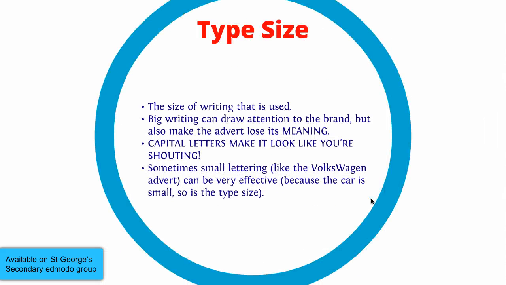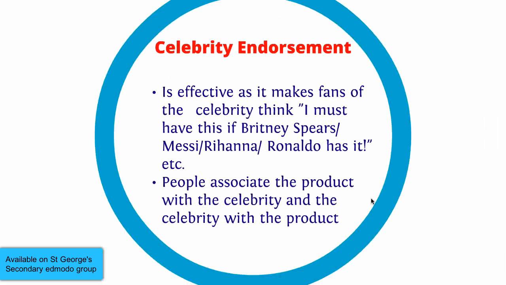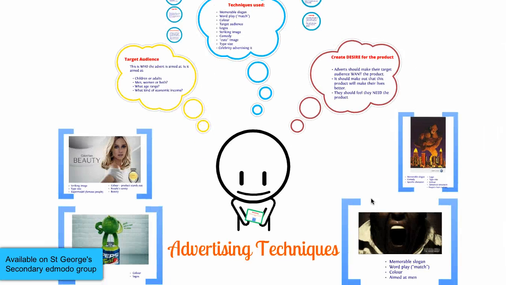Again, type size, the size of the writing that can be used. Big writing can draw attention to the brand, but it can also make it lose its meaning. Capital letters make it look like it's shouting, and sometimes, like the Volkswagen advert, small writing can almost make the reader search for the writing, and that can be quite effective as well. And celebrity endorsement: you could even get a celebrity to endorse it for you. And those are your advertising techniques.